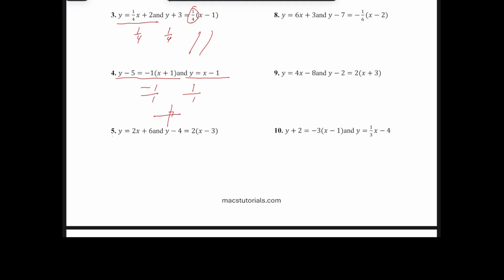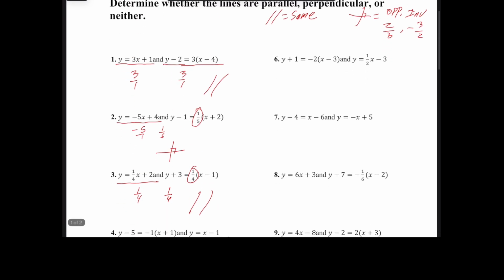Okay? Y equals mx plus b. Slope is 2. Point slope. Slope is 2. Parallel lines. They're the same. Let's go on to number 6. Point slope form. My slope is -2. Y equals mx plus b, positive. So a -2 over 1 and a positive 1 over 2. Okay, those are opposite and flipped. Those are perpendicular lines.